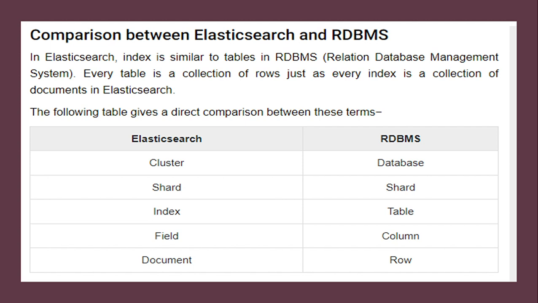Now the comparison between Elasticsearch and RDBMS. In Elasticsearch, an index is similar to a table in RDBMS. Every table is a collection of rows, just as every index is a collection of documents in Elasticsearch. So a database is called a cluster in Elasticsearch. Shards are shards, the same. Tables are called indexes in Elasticsearch, columns are called fields, and rows are the documents.